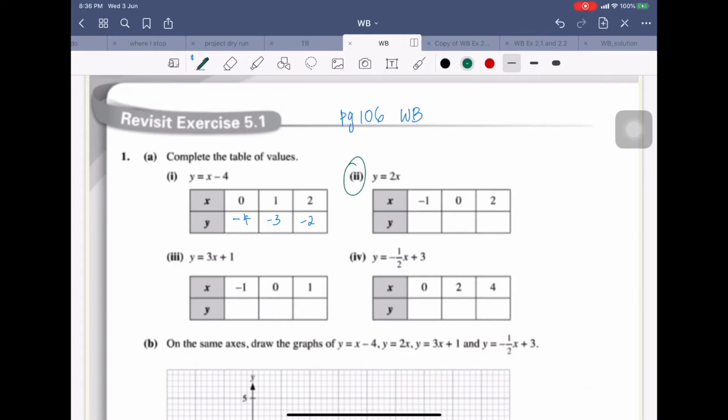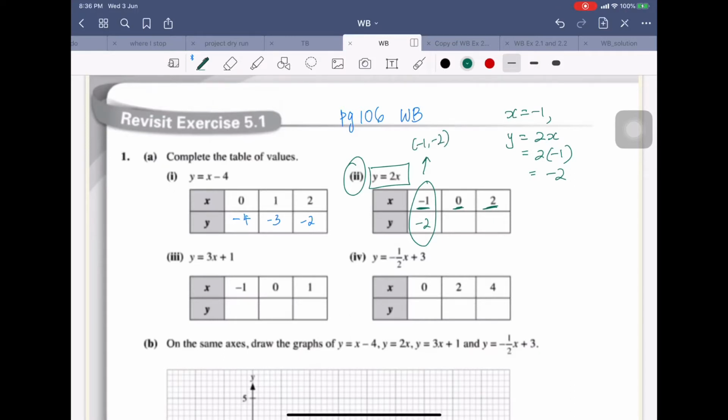In order to draw the straight line y equals 2x, I need to sub each of the values here into the equation. Let's start with x equals -1. When x equals -1, I sub into y equals 2x. So I replace x with -1. The answer is -2, so I write -2 here. Now this x and y will form the coordinates -1, -2.